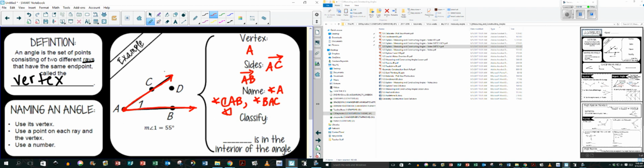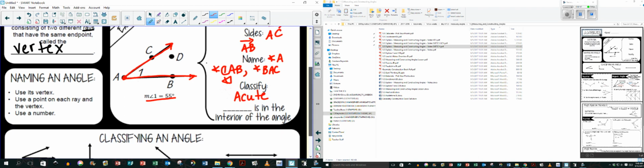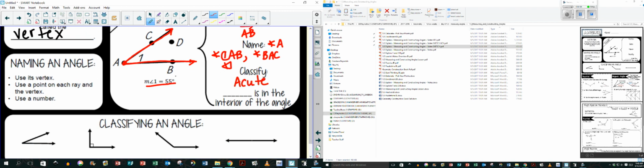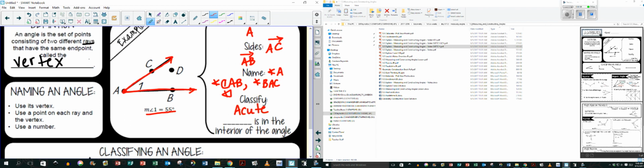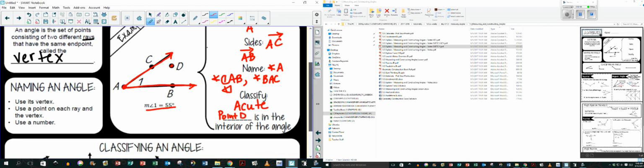When we're classifying it, since they're telling me that angle 1 is 55 degrees, this is an acute angle. And what is in the interior of the angle? Well, interior, so if you think about it, the rays, if they were to continue, see how point D is in between the two rays? So then I would say point D is in the interior of the angle.